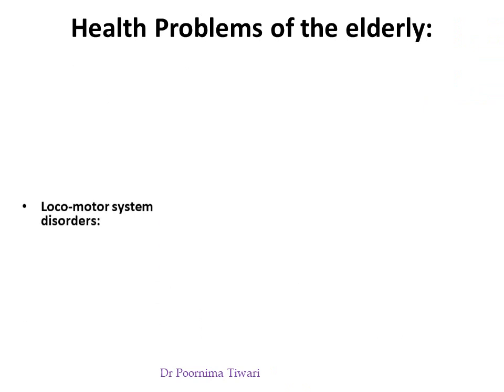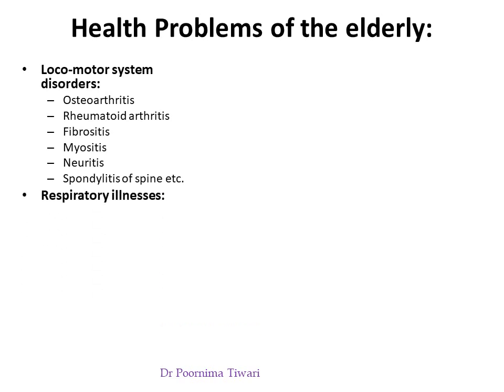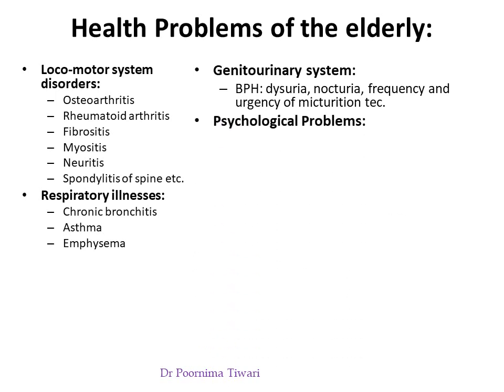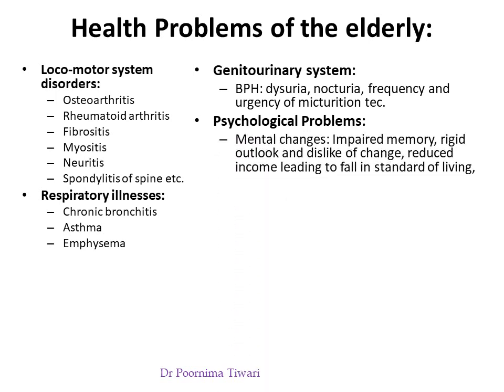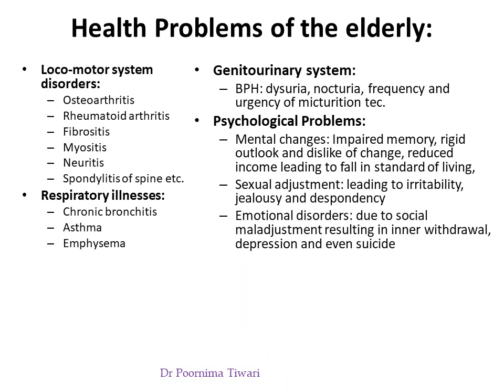Locomotor system disorders are more common in the elderly, and these include osteoarthritis, rheumatoid arthritis, fibromyositis, myositis, neuritis, spondylitis of the spine, etc. Respiratory illness is more common in the elderly: chronic bronchitis, asthma, emphysema. In the genitourinary system, benign prostatic hyperplasia and uterine prolapse are common in the elderly. In addition, psychological problems are also common, like mental changes, impaired memory, rigid outlook, dislike of change, reduced income, sexual maladjustment, and other emotional disorders.